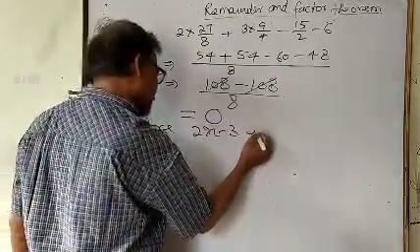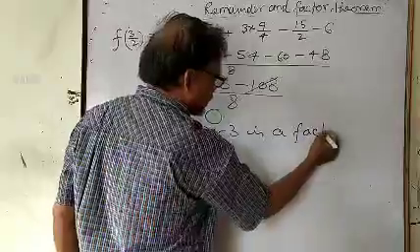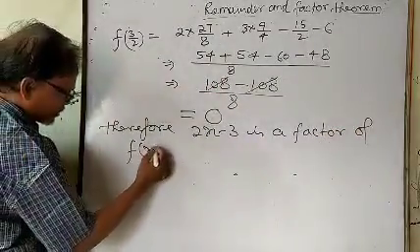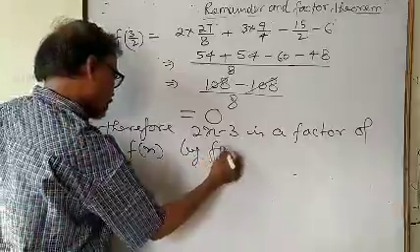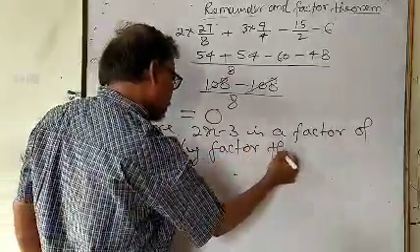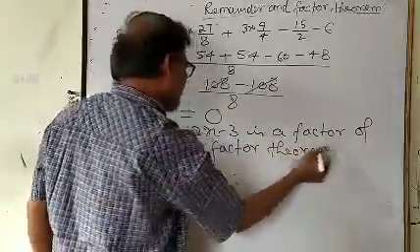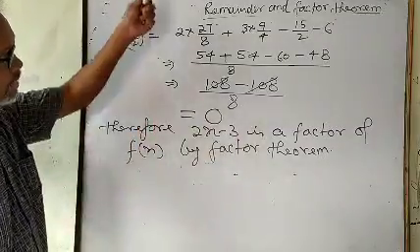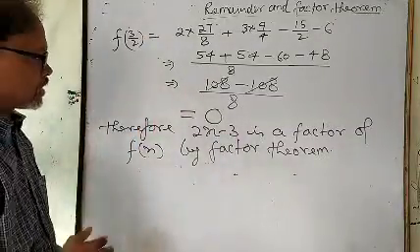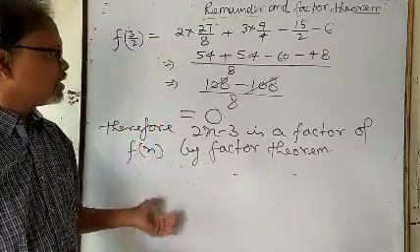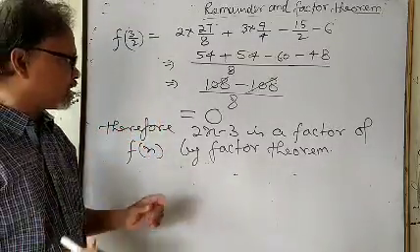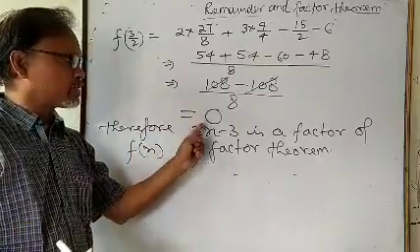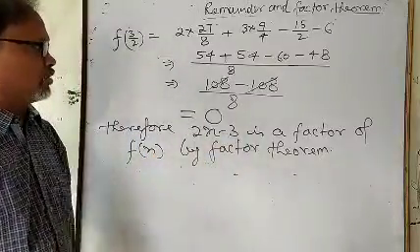2x minus 3 is a factor of f(x) by factor theorem. After proving that this comes 0, you can write here by factor theorem. In the first step you have written by remainder theorem, because you are finding the remainder, and if the remainder is 0, then at last you can write this is proved by the factor theorem.